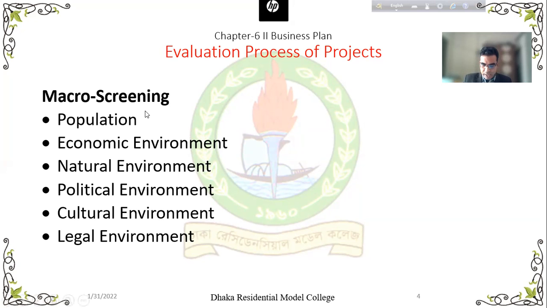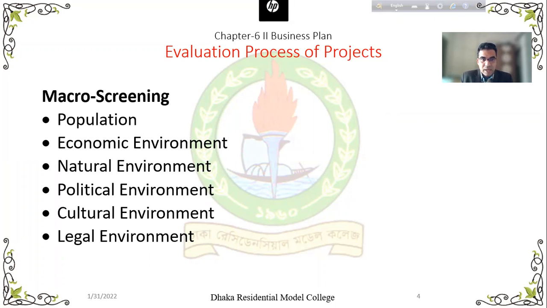Okay, what is macro screening? Macro screening is a process which helps to select a project by evaluating the influential elements of the business concepts. All businesses are influenced by some elements which are beyond control, that means out of the control of the entrepreneur. These elements are population, economic environment, natural environment, political environment, cultural environment, and legal environment. These are the elements of macro screening.